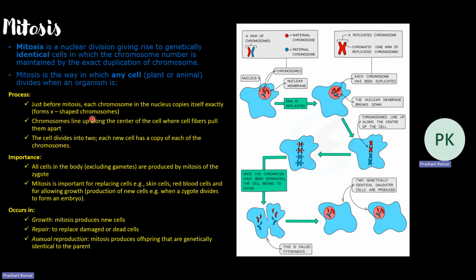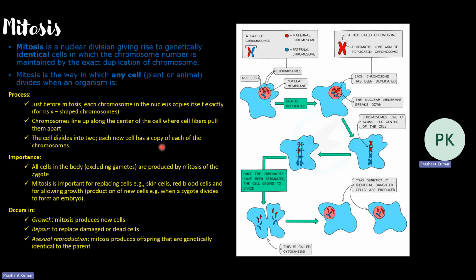Just before mitosis, first of all, the chromosomes in the nucleus are copied exactly, forming X-shaped chromosomes. That means you can say the replication process has been done. Chromosomes line up along the center of the cell where the cell fibers pull them apart. You can see here in this diagram. And the cell divides into two. And each new cell has the same copy of chromosomes.